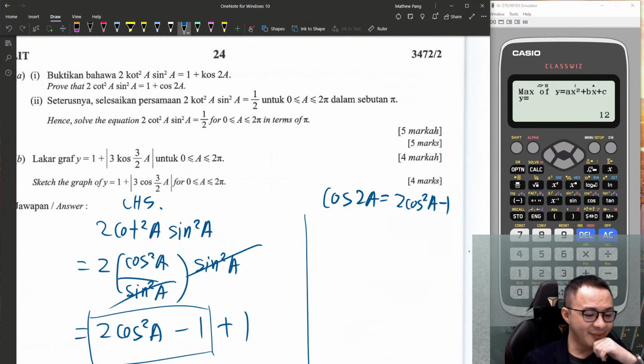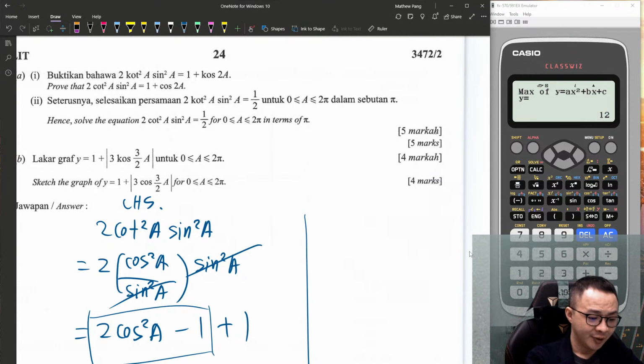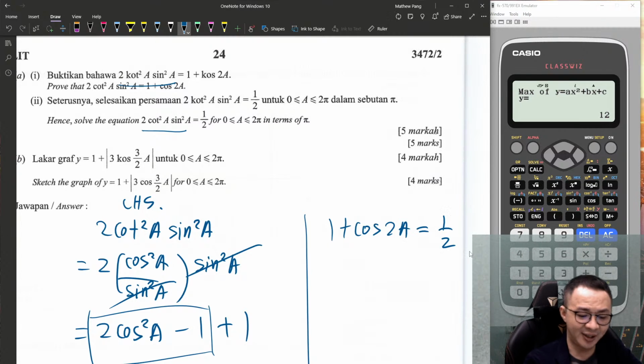Alright, then the second part, solve this equation. Solving the equation normally is quite easy. So is it the same equation above? Then I will just use the other side to solve. So this is 1 plus cos 2A equals 1 over 2. A is 0 to 2 pi. Leave your answer in terms of pi.